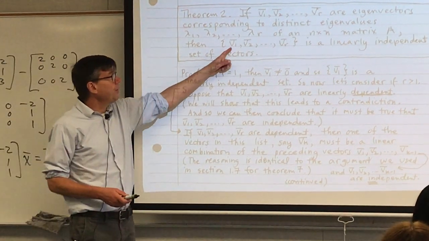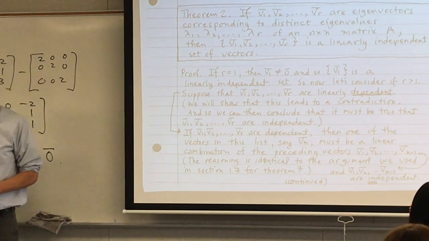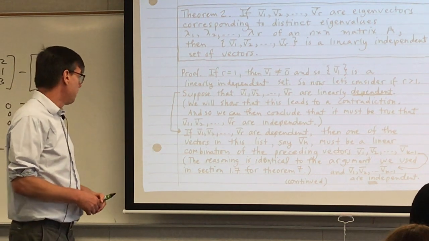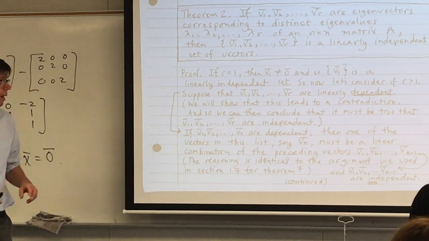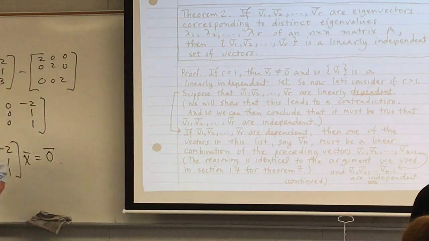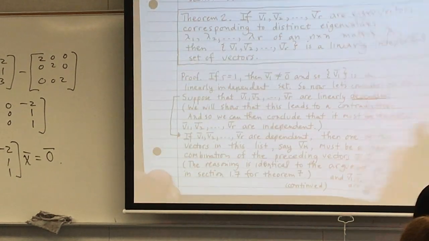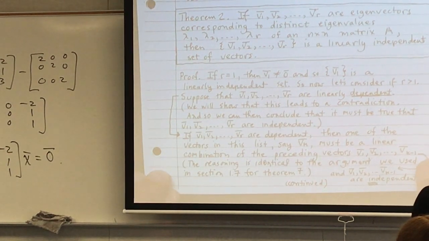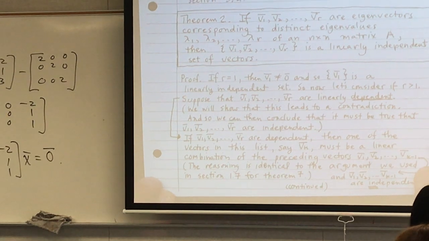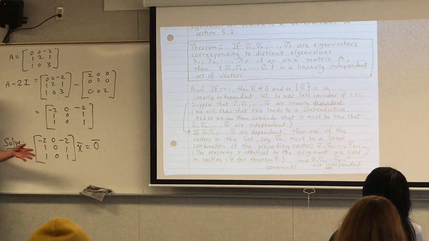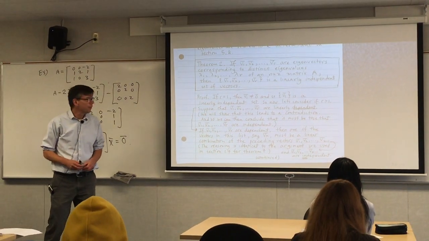Then those vectors, V1 through VR, must be linearly independent. I'm going to leave the argument for you to do on your own, because it gets a little bit involved showing why eigenvectors that correspond to distinct eigenvalues have to be linearly independent. I'm just going to leave that as a fact for us.